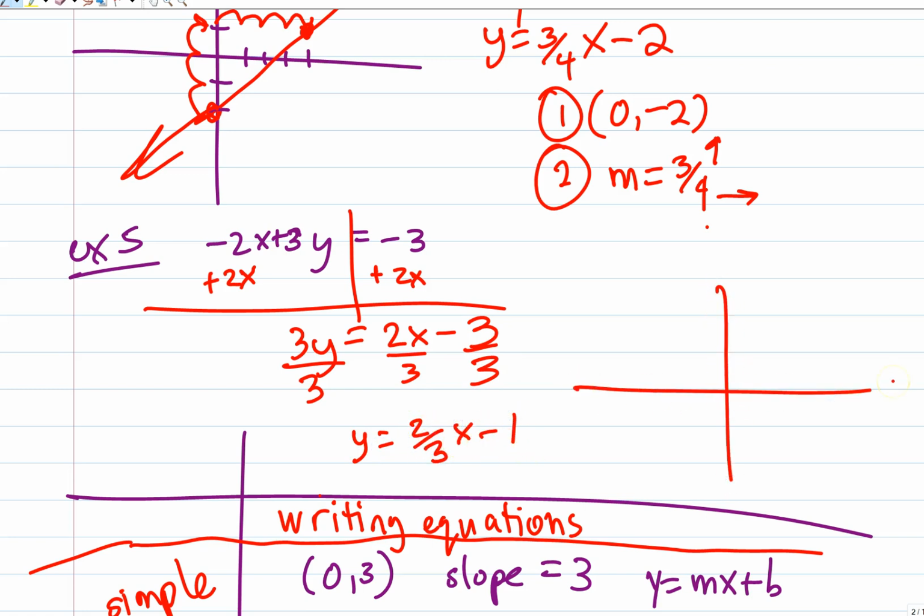Could you graph that? Starting with what? Start at 0, -1. And from there? The rise is not right or left. The rise is 2 up and 3 to the right. So 2 up, 3 to the right. There's our second point.